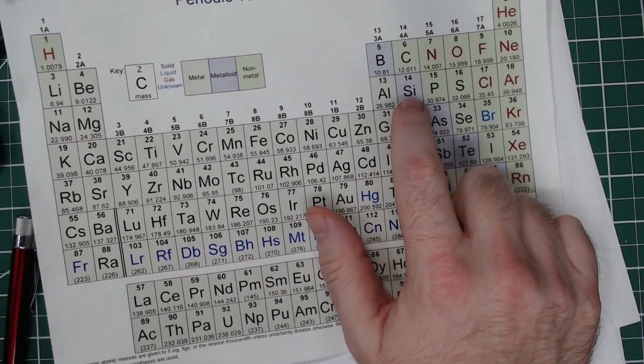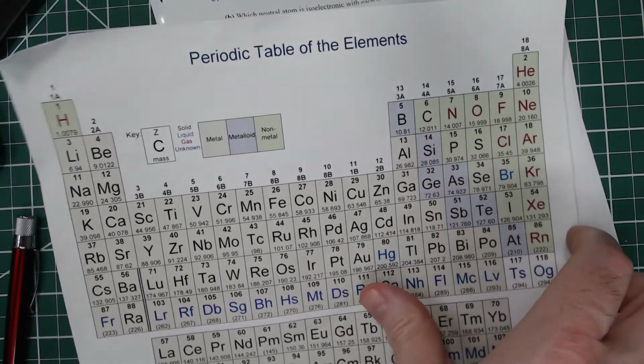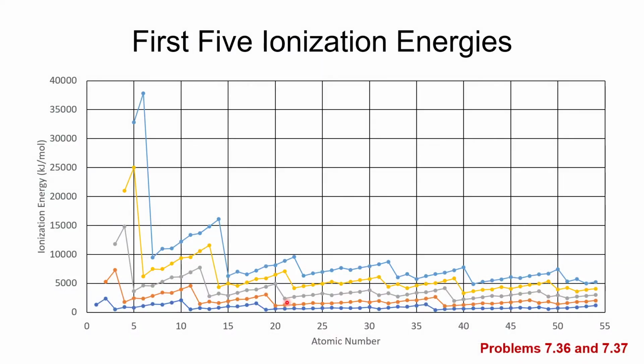silicon is element 14. It's in group 4. That means that there are 4 valence electrons in silicon. You'll see that here's the first, the second, the third, and the fourth. They're all pretty close to each other. I mean, they're getting kind of big, but they're still pretty close to each other. But then the fifth ionization energy is huge. So there's a big jump between the fourth ionization energy and the fifth ionization energy.